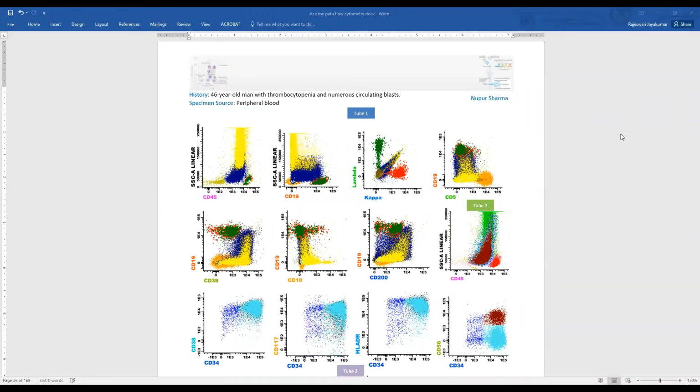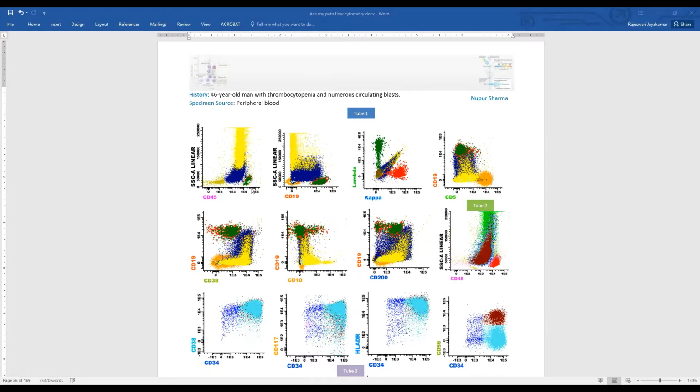Everyone. We are now going to go over the peripheral blood flow cytometry from a 46-year-old man who presented with thrombocytopenia and numerous circulating blasts. Let's start with CD45 versus side scatter. Here we have a lymphocyte population that expresses bright CD45 and shows dim side scatter.